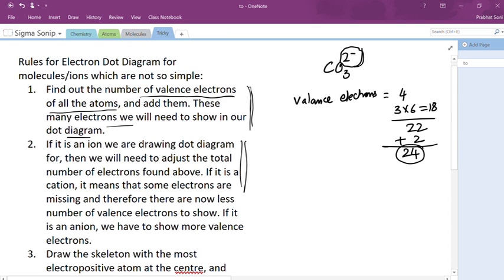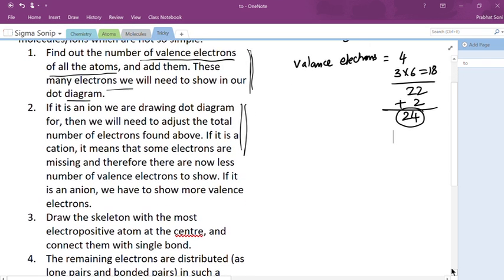Now we need to first draw a skeletal structure. Carbon would be at the center, and then we've got 3 oxygens. I'll place the oxygens like this, and I'll connect them with at least 1 pair of electrons. So basically there is a single bond between carbon and each of the oxygens. Out of 24, I have used 6 electrons. So minus 6, I still have 18 electrons.